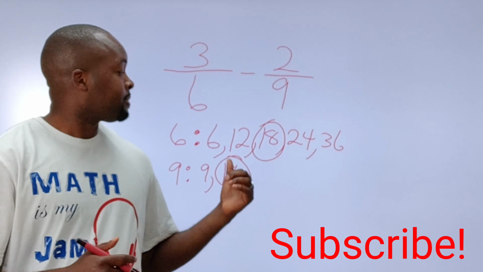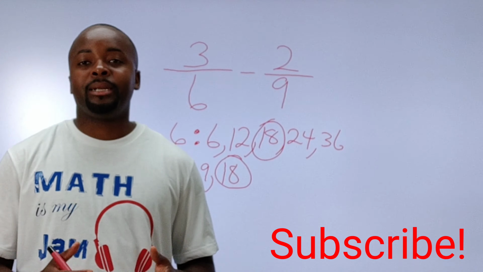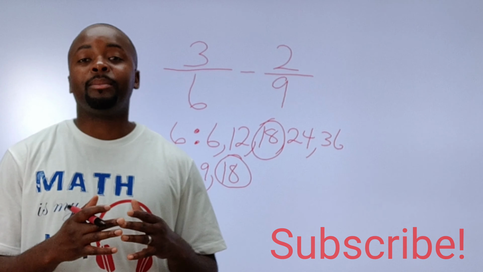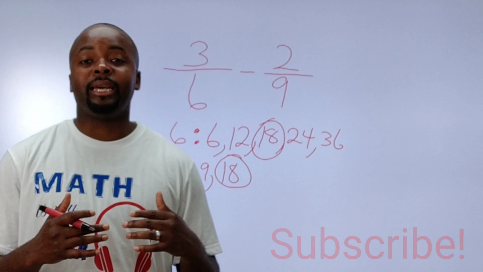So guys, as you can see, it's fairly simple, really easy to find your least common denominator. You just list out your multiples and find the smallest number that shows up in both sets of data. Okay?